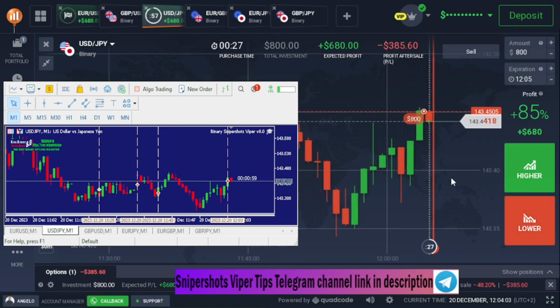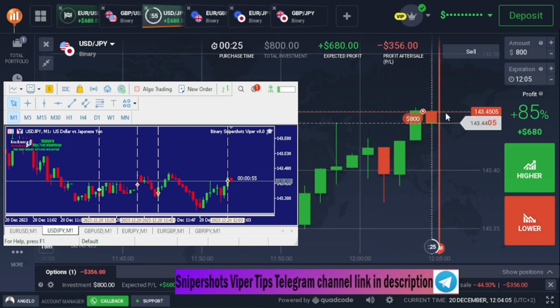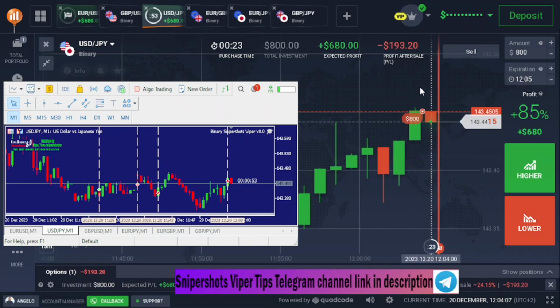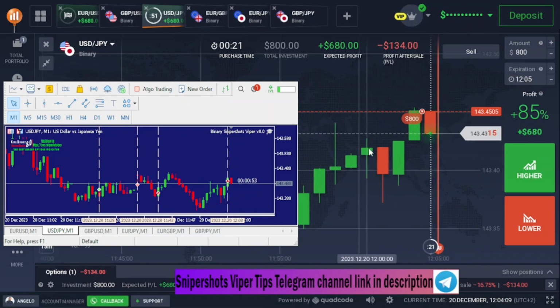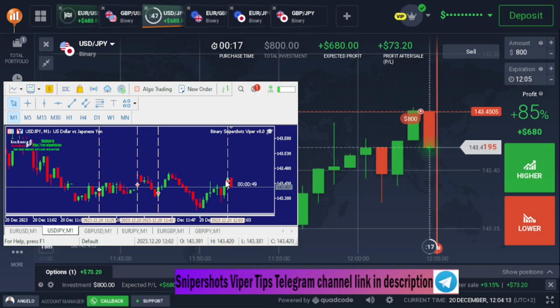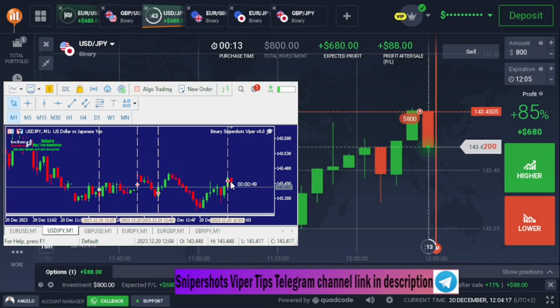Okay, I think we did great there. We entered right at the beginning of the new candle, as you can see, and our trade is going in profit so far. That's the sell signal, and we entered on the next new candle, as you can see.